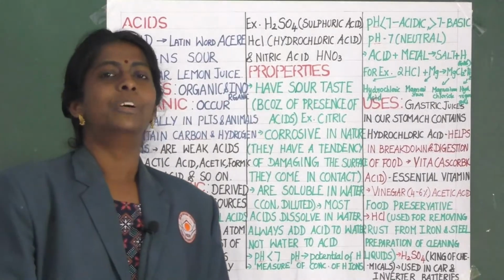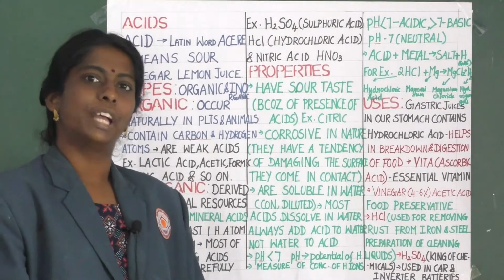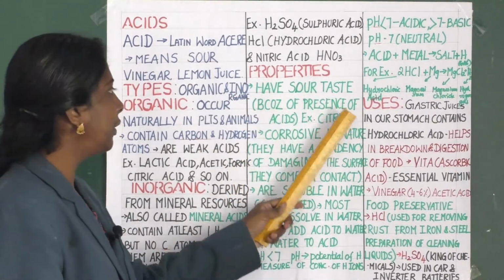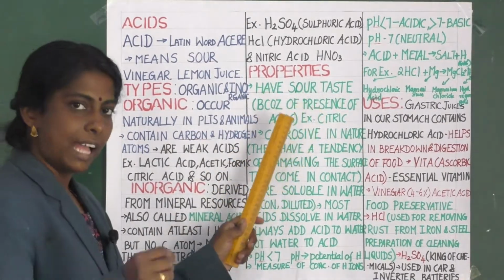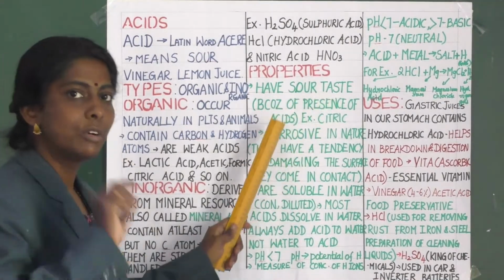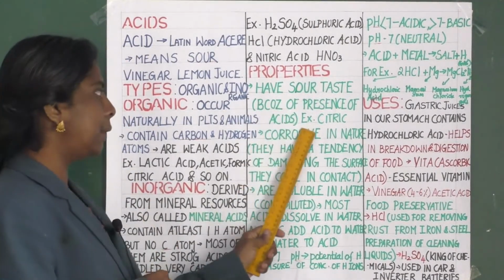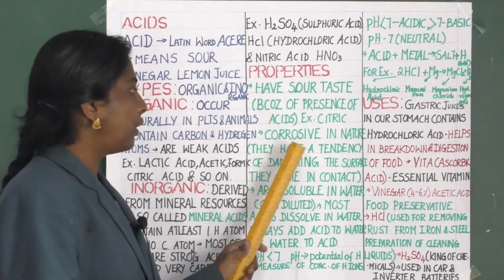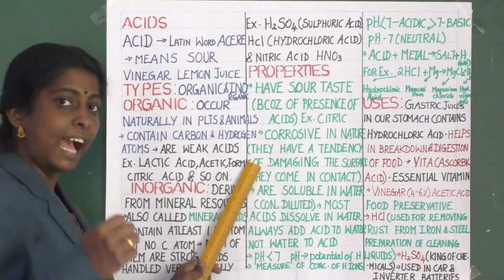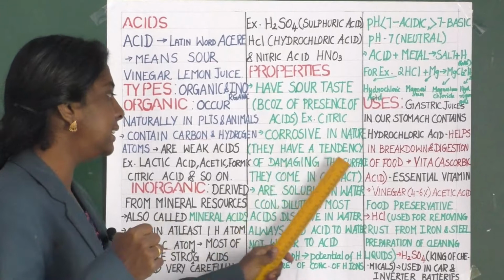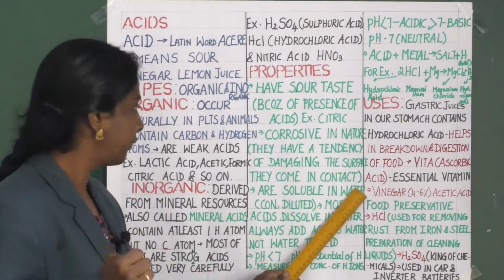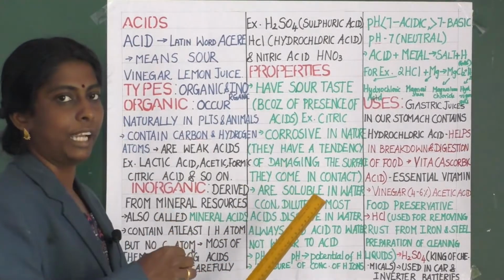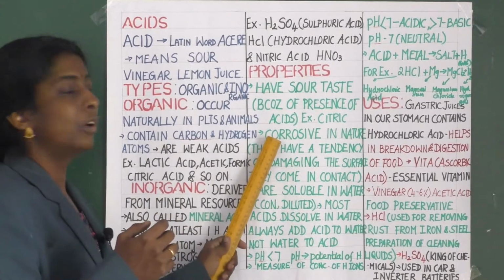Yes children, now let us learn about properties of acids. They have a sour taste because of the presence of acids, for example, citric acid. Then they are corrosive in nature. That is, they have a tendency of damaging the surface they come in contact with. That property is called corrosive.